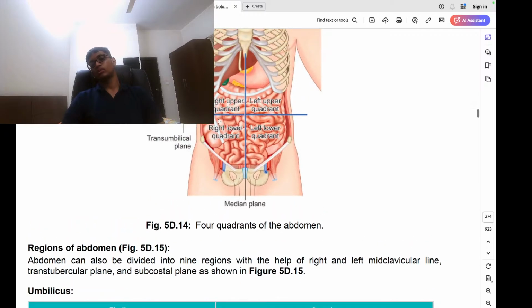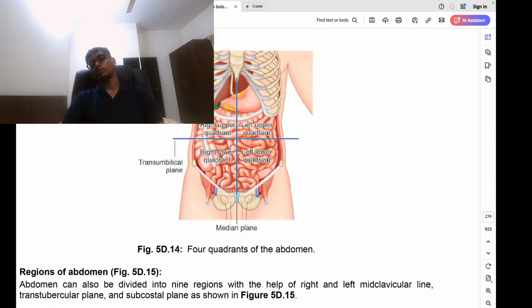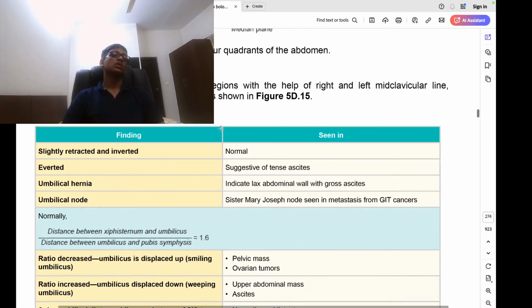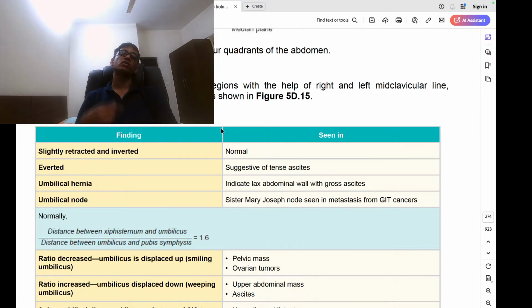So the quadrants again: right upper quadrant, left upper quadrant, like that it is said, with the transumbilical and median planes. The abdomen can also be divided into 9 regions with the help of the right and left midclavicular lines, the transtubercular plane, and the subcostal plane.